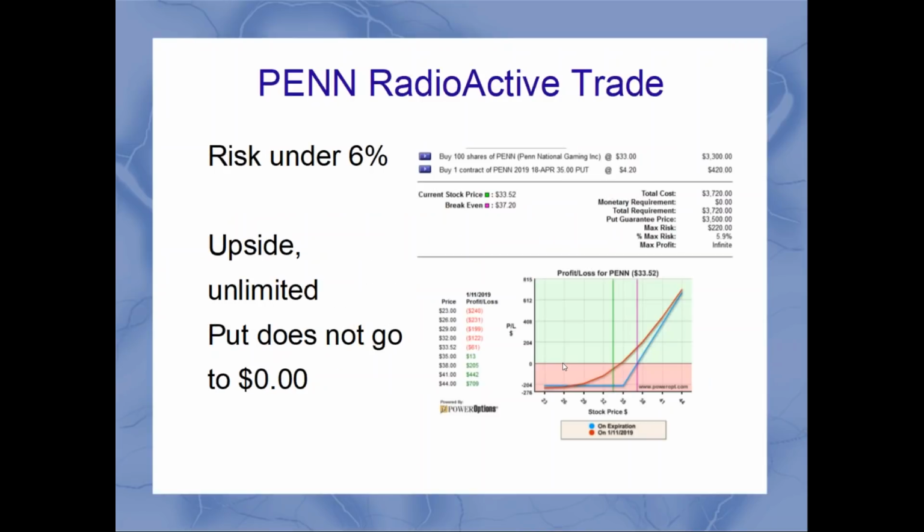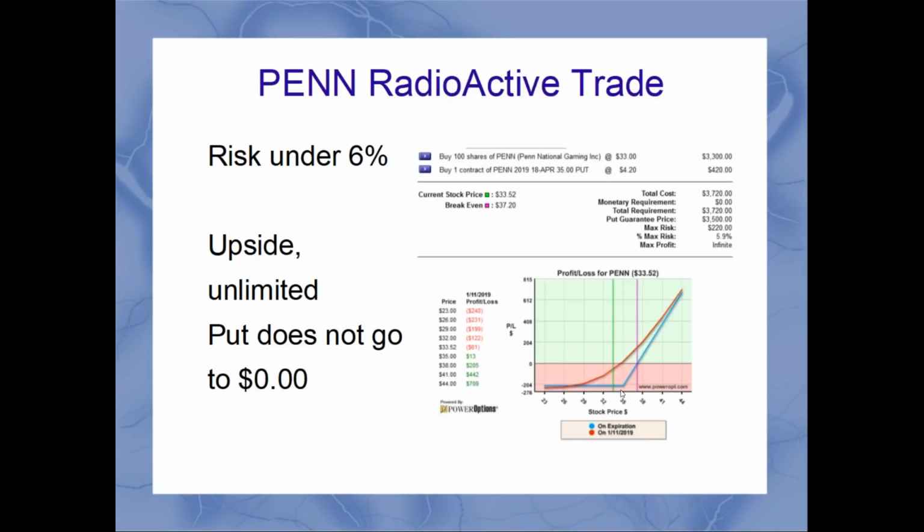Why is that? The put doesn't go to 0 when I open the position. Just because I bought it doesn't mean it loses all value. The minute I bought that put at 4.20, I could have turned around and sold it for maybe 4.15 or 4.10. All I'm risking when I open the position is the bid-ask spread of that put.